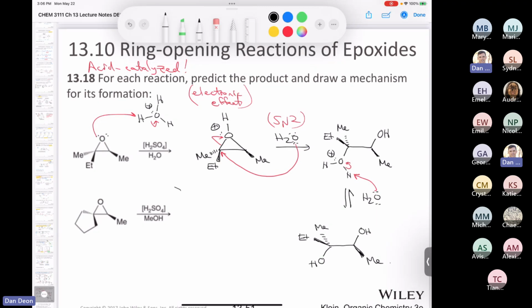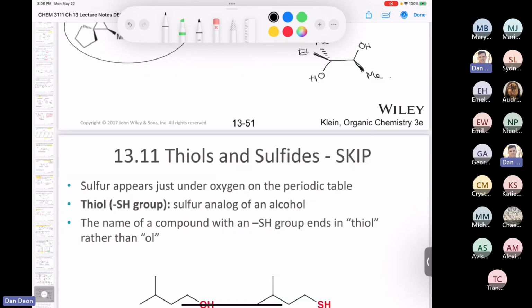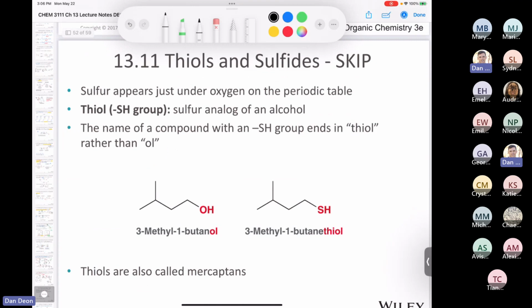All right, I'm going to leave this one maybe for next class, and we'll come back to it. The section on thiols and sulfides, it says skip. I don't like skipping this entirely because so many of you are going to move on to biochem after this class, and sulfur shows up all the time in biochemistry, so I don't think it's unimportant. It's just that the ACS doesn't ask a lot of questions about sulfur, but you should know what a thiol is. You should know that it's the sulfur analog of an alcohol.